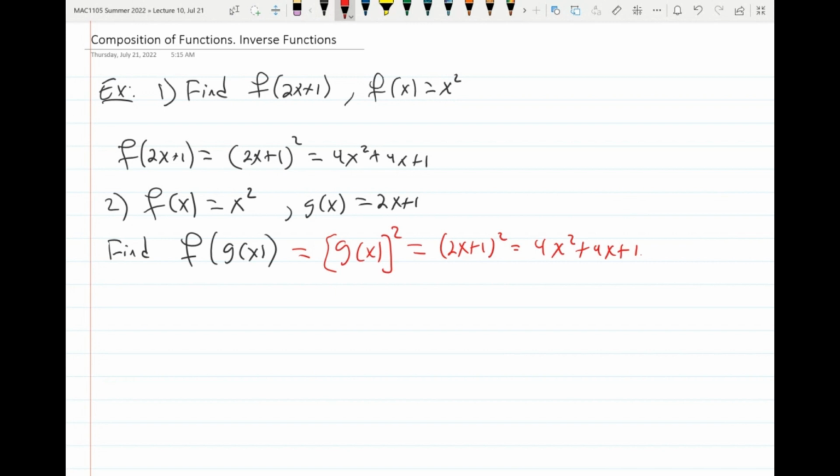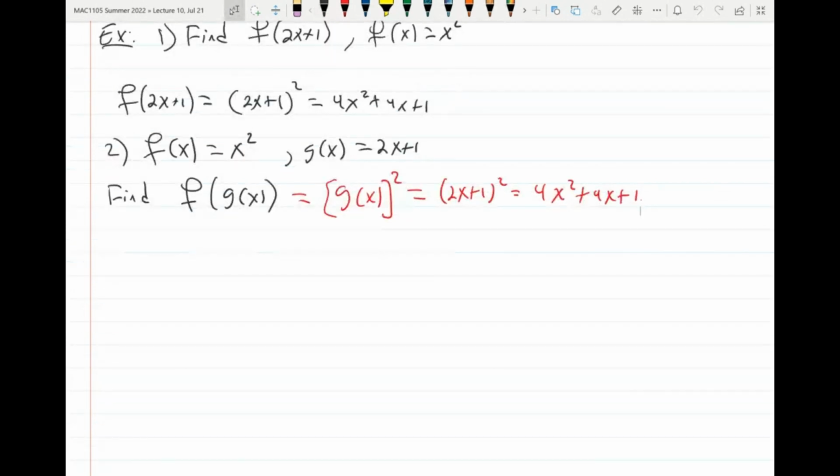Questions about this? So what we just did here is called function composition. To compose functions is basically just to put a function inside another function. That's all it is. There is a little picture that you can have in your mind when we have something like this. This is called the composition of f with g.